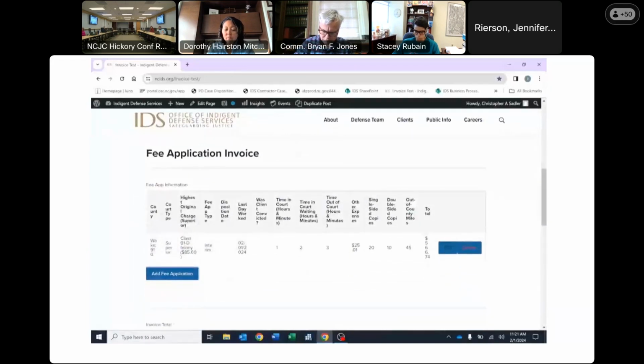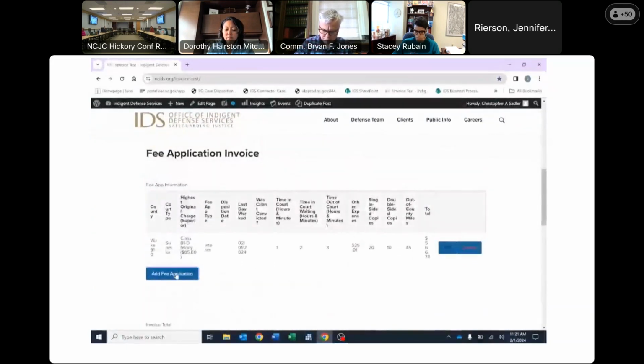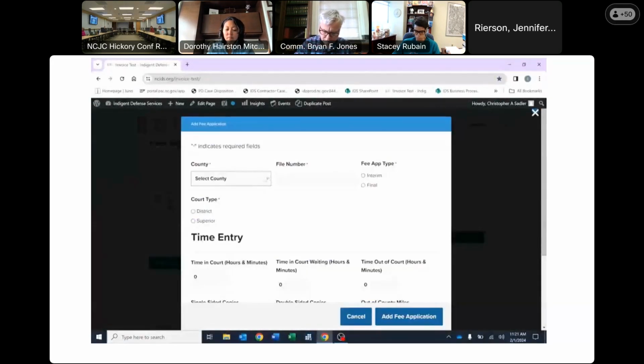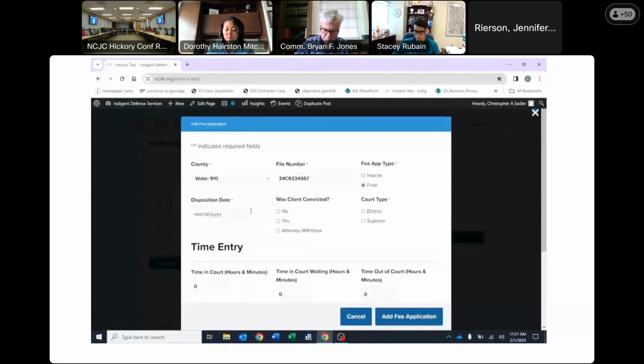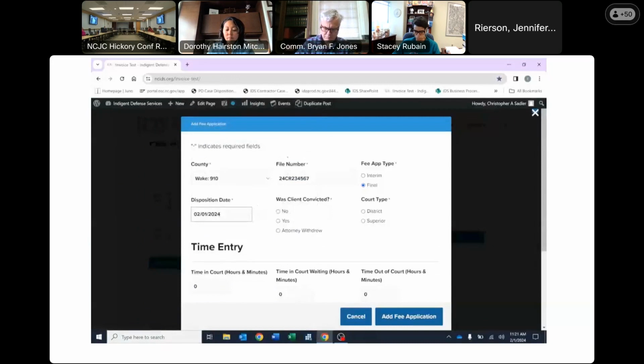Since we want to add another fee application to this invoice, we now click Add Fee Application. Again, we will use Wake County. We'll input our case number. And then at this time, we'll select Final. Since this is a final fee, we must enter a disposition date. We will select February 1st, 2024 as the final disposition date.